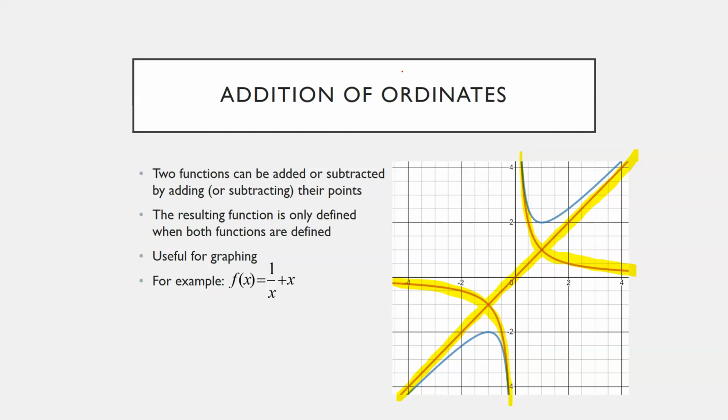So, for example, when x is 2, we're going to add 2 and 0.5 to give us our point here of 2.5. Notice also that the graph of 1 over x is undefined when x equals 0. As a consequence, our final graph of 1 over x plus x is also undefined when x equals 0.